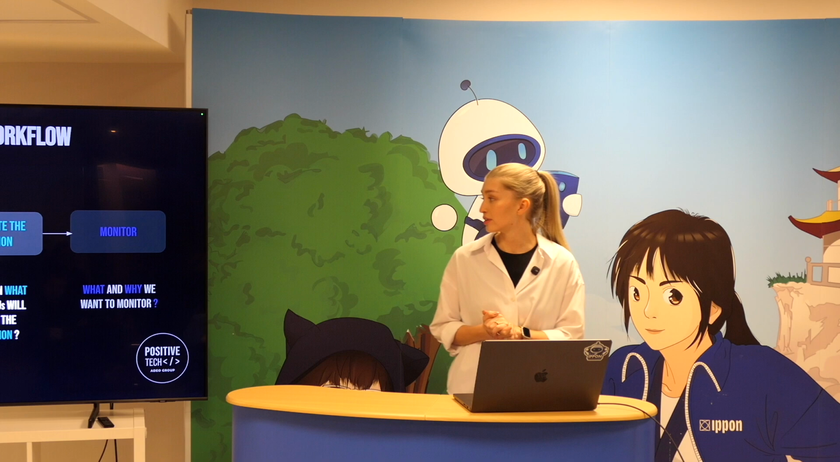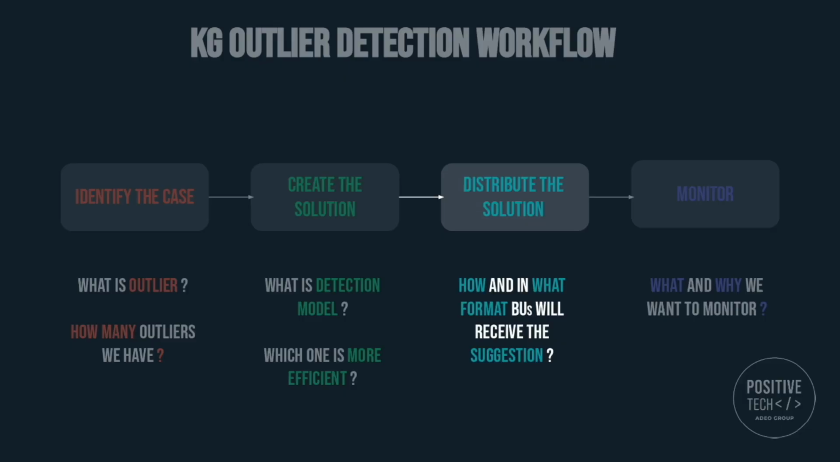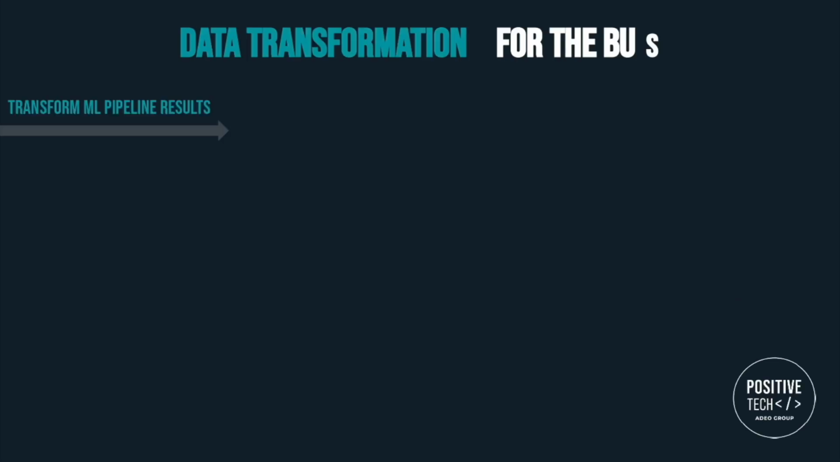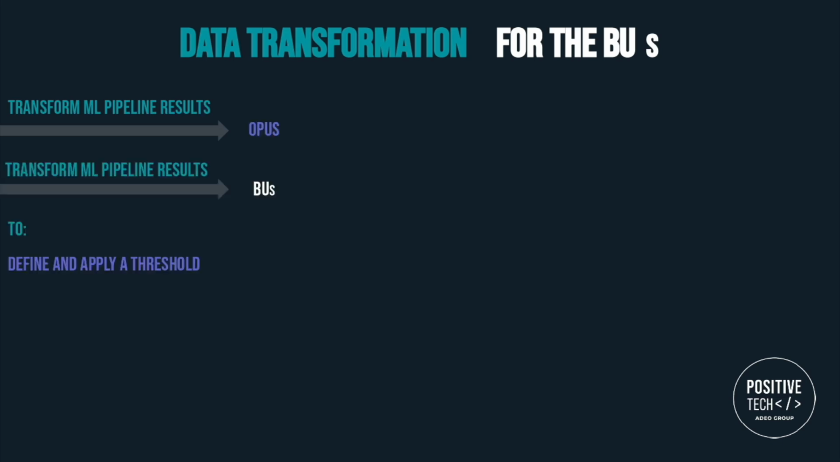So we're going to the next part. It's my favorite part because it's data pipelines. We talked about ML pipelines, now it's data pipelines. So after we have our probabilities, we need to use them. We need to share our suggestions with the business units, with our consumers. So we transform ML pipeline results for Opus and for business units.